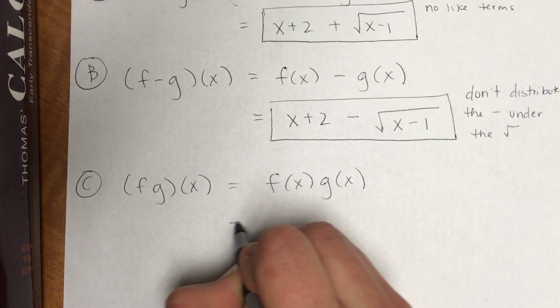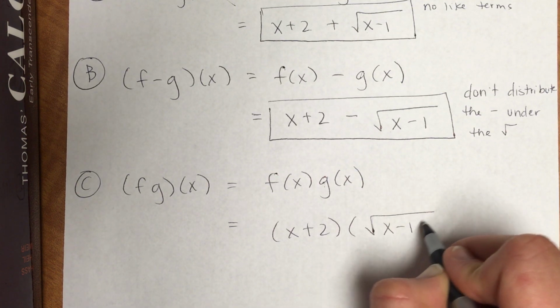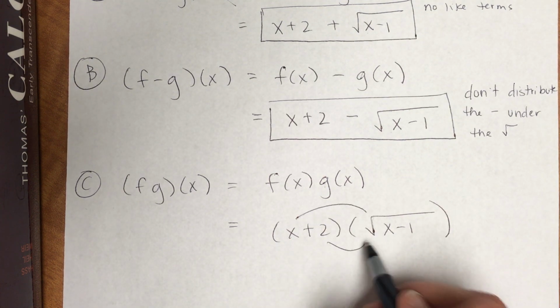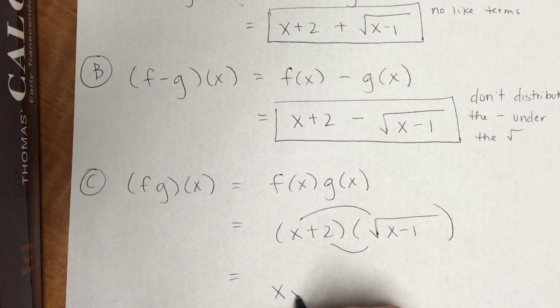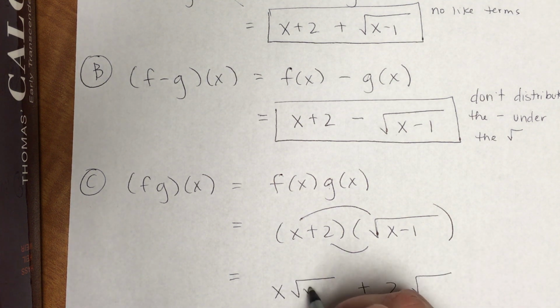So if I multiply, I'm going to have x plus 2 times my square root. I can distribute my x to the square root and distribute my 2 to the square root. So I have x times square root plus 2 times square root.